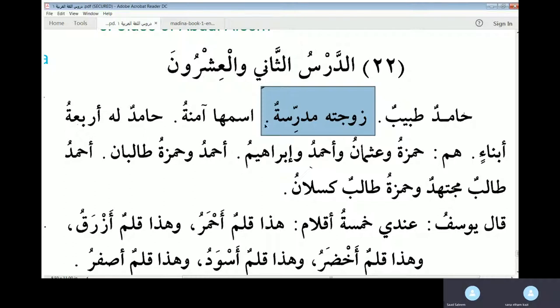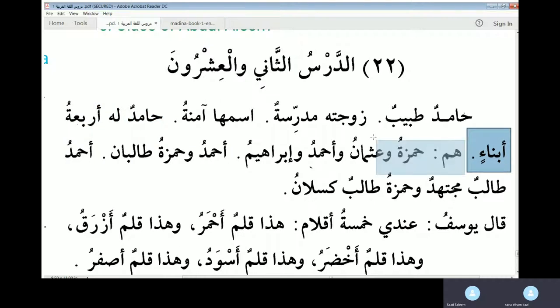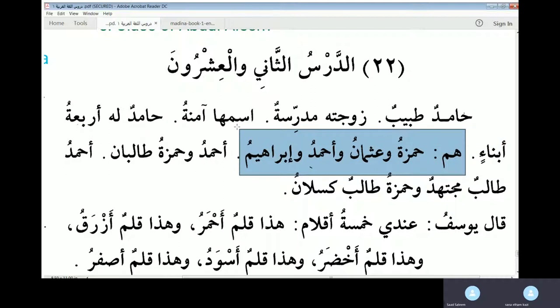Zawjatuhu mudarrisatun. His wife is a teacher. Ismuha Aminatu. Her name is Amina. Hamidun lahu arba'atu abna'. Hamid has four sons. They are Hamzatu wa Uthmanu wa Ahmadu wa Ibrahimu. Ahmadu wa Hamzatu talibani.